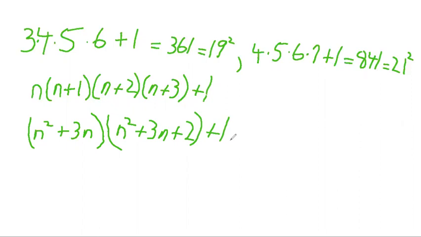But if you take a look here, folks, and this is probably the hardest part to recognize, this is really the difference of 2 squares. Now let me write this out for you. You're going to have n squared plus 3n plus 1, quantity squared, minus 1 squared.